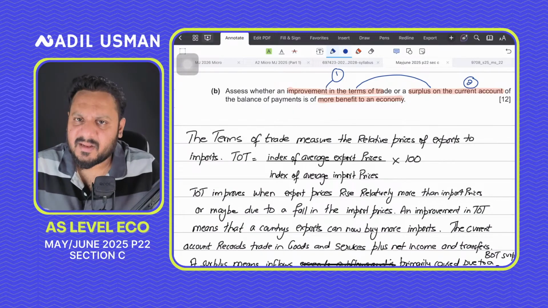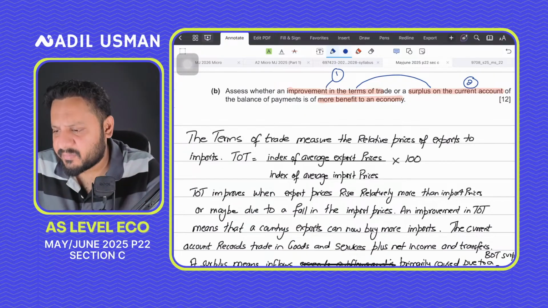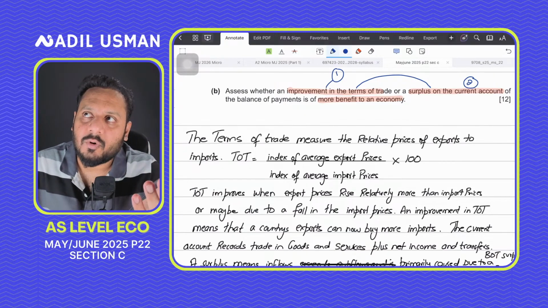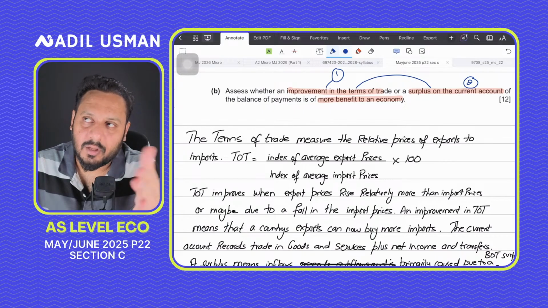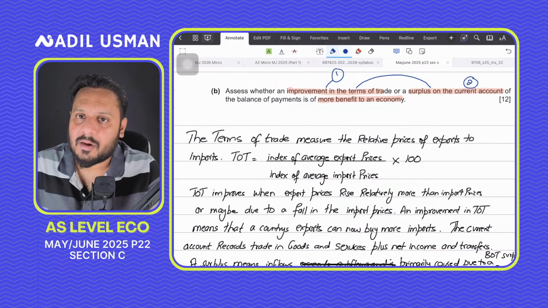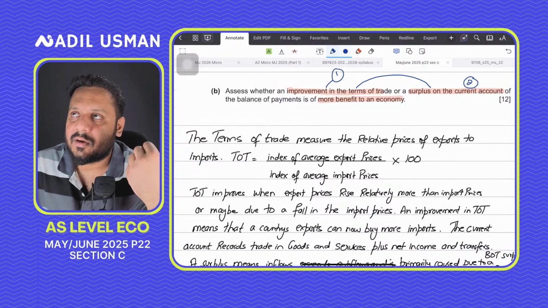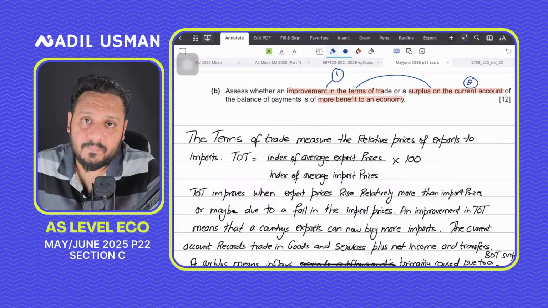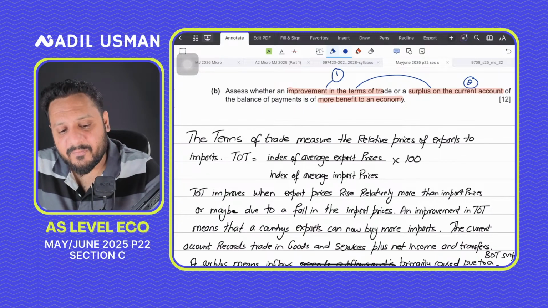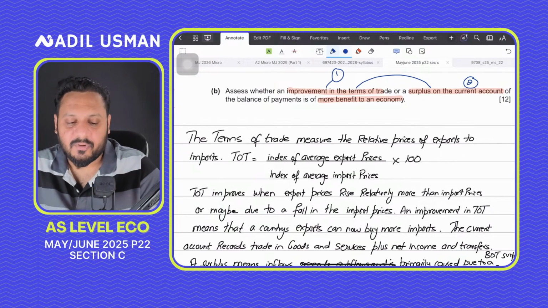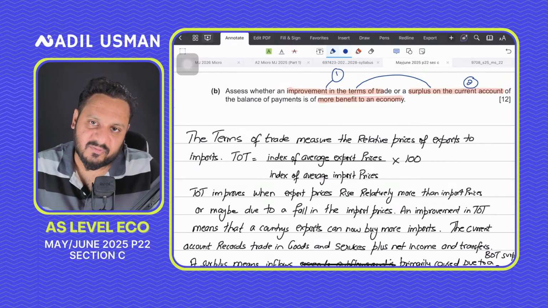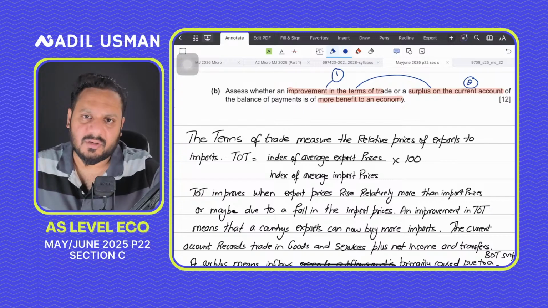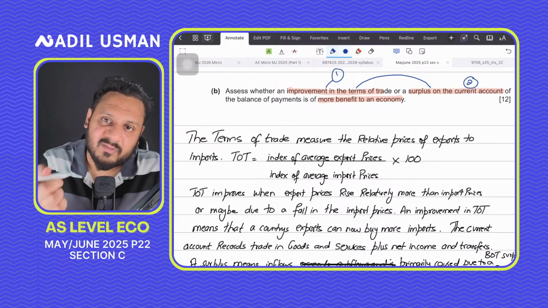So remember, whenever there is a comparison between two policies or two economic indicators, so for example, if they ask you whether deflation is more harmful or unemployment is more harmful, or whether unemployment is more harmful or a current account deficit is more harmful, whether a deterioration in the terms of trade is more harmful or a current account deficit is more harmful, even then you have to talk about the harmfulness of current account deficit and the harmfulness of terms of trade, or the harmfulness of unemployment, or the harmfulness of let's say deflation or recession, whatever the question is. And then you also have to talk about the positive consequences.